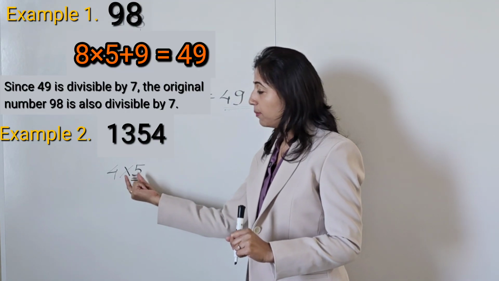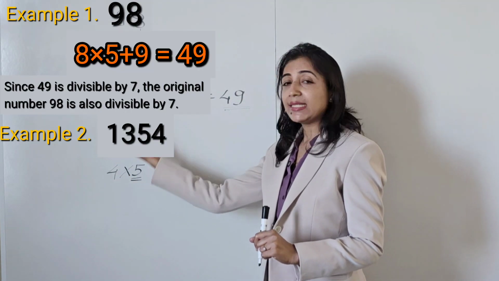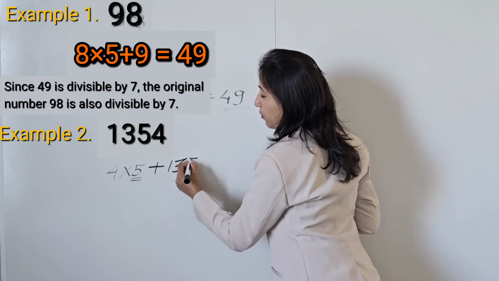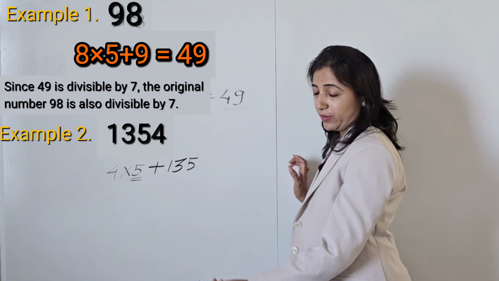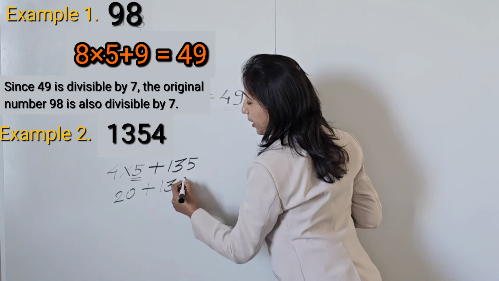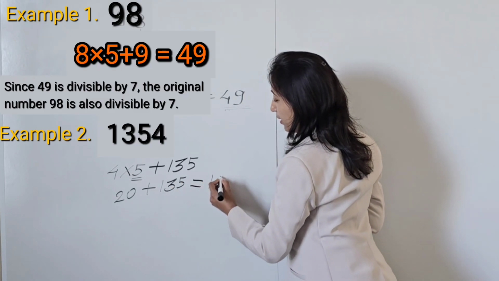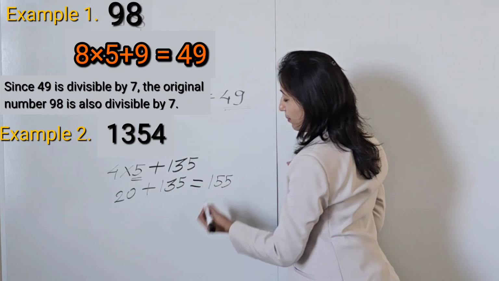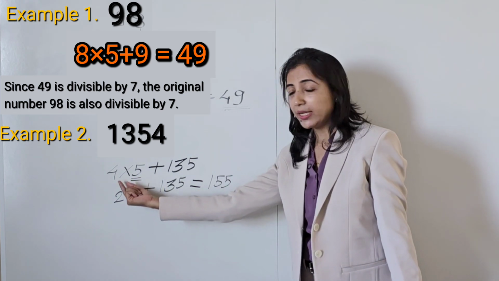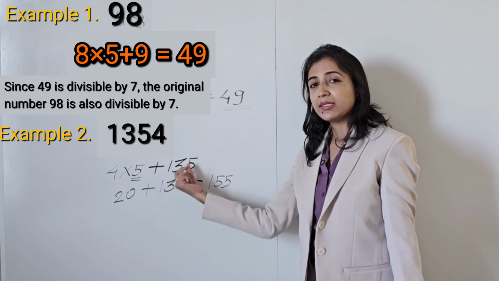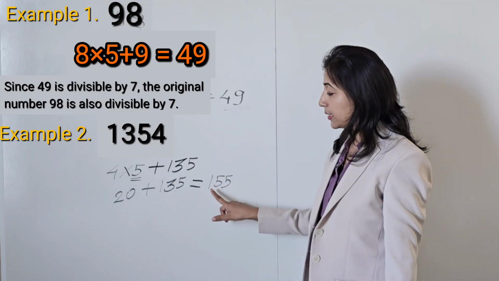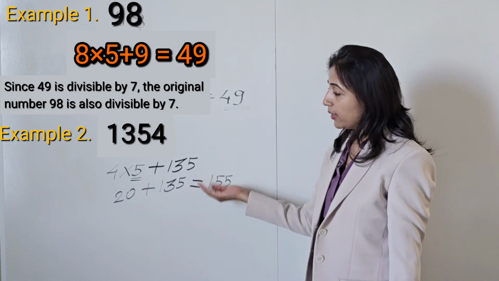Now here 4 multiplied by 5, and add the remaining part. Here the remaining part is 135. The product of 4 and 5 is 20. 20 plus 135, then the answer becomes 155. As I am explaining, that's why it takes time, but you can do this addition orally. Now this number is again large, so you can repeat this process.